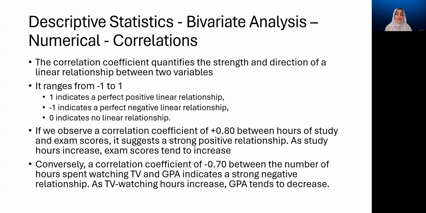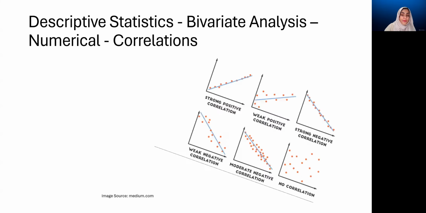Conversely, a correlation coefficient of -0.7 between the number of hours spent watching TV and CGPA indicates a strong negative relationship, as this means that as the TV watching hours increase, the GPA tends to decrease.